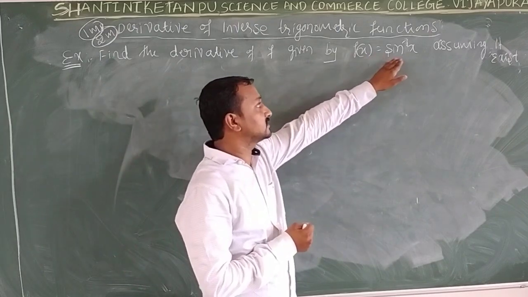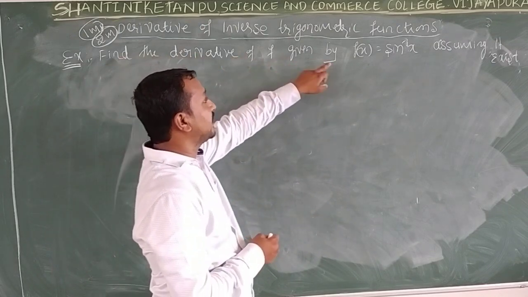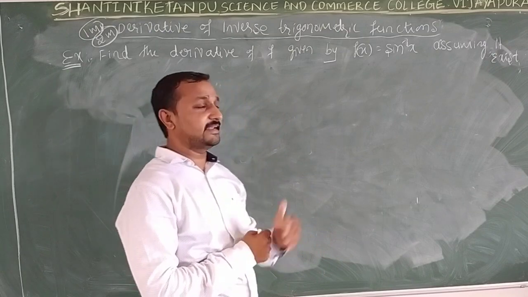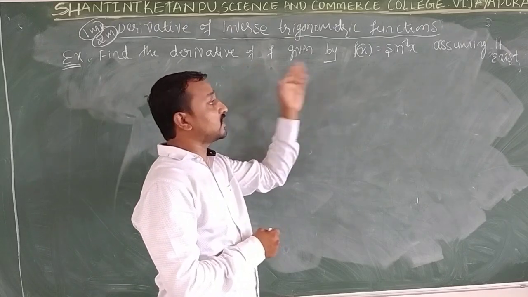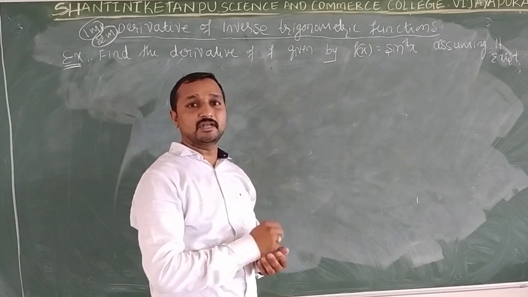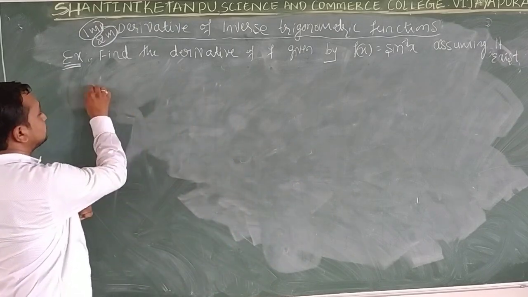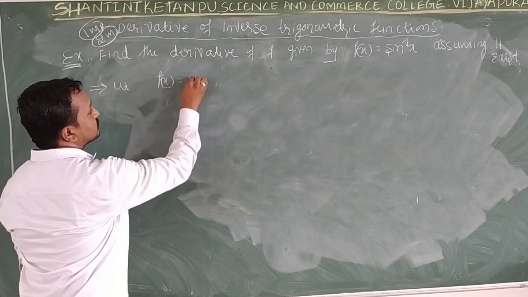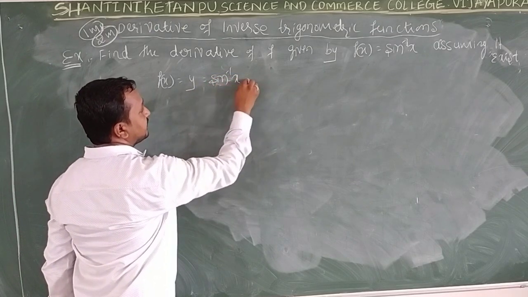Okay, so first I take f of x equal to sin inverse of x. Find the derivative of f given by f of x equals sine inverse of x, assuming it exists. First of all, by using the implicit function, we can solve for the derivative of inverse trigonometric functions. First, let us take f of x, or else y, equal to sine inverse of x.